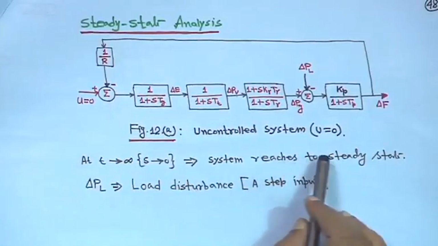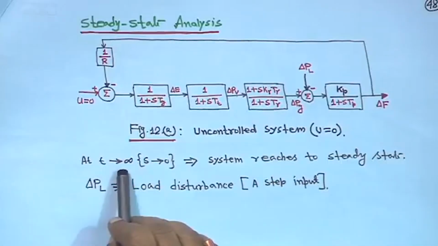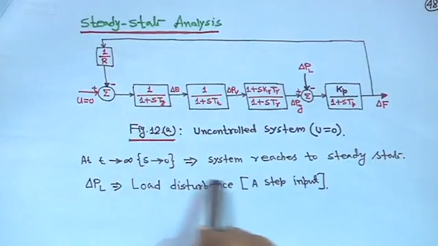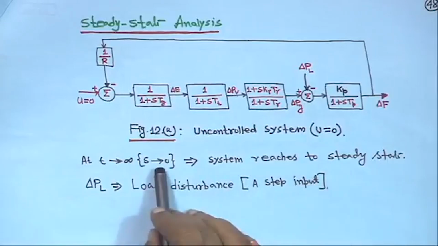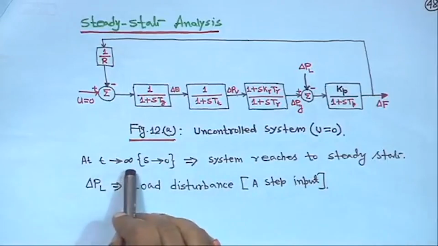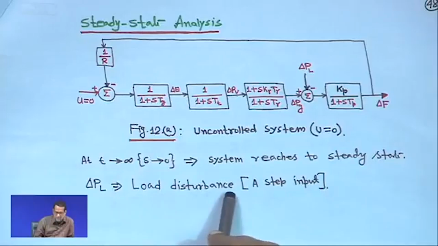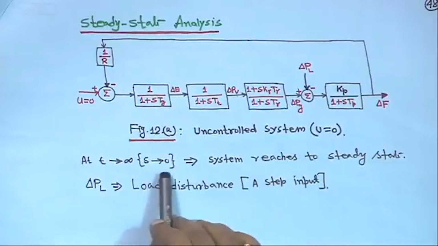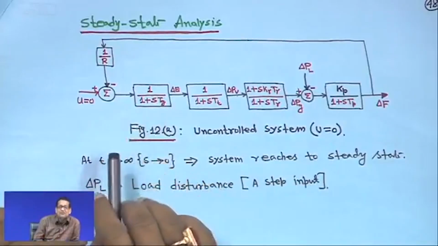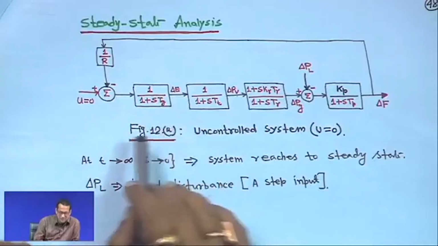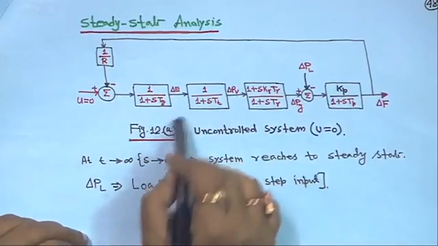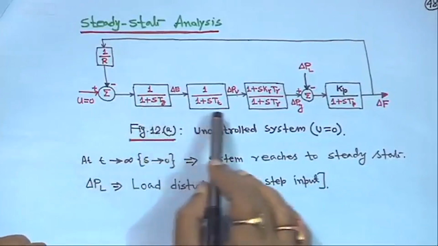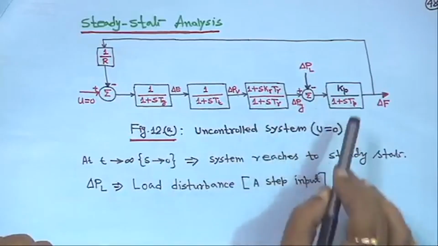Now, you know from your control system that when t tends to infinity, you will get the steady state value, that means S tends to 0. That means the system reaches steady state when S tends to 0 or t tends to infinity, and delta PL is a load disturbance and it is a step input. But if S tends to 0, there is no question of an integral function or integral controller here. So, no question of Ki upon S in this block diagram, but everything is 1 plus STG, 1 plus STT and in this form.